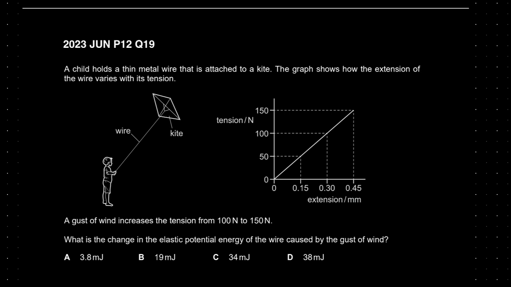19, a child holds a thin metal wire that is attached to a kite. The graph shows how the extension of the wire varies with tension. Keep in mind that extension here is in millimeters. A gust of wind increases the tension from 100 to 150. What is the change in elastic potential energy of the wire caused by the gust of wind? So 100 to 150 means it goes from here to here.